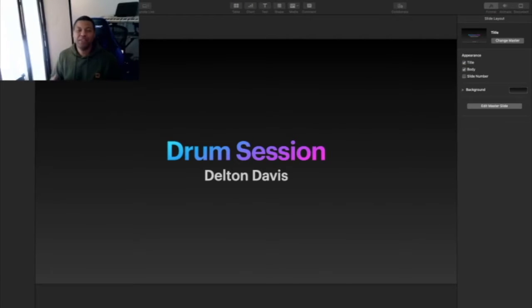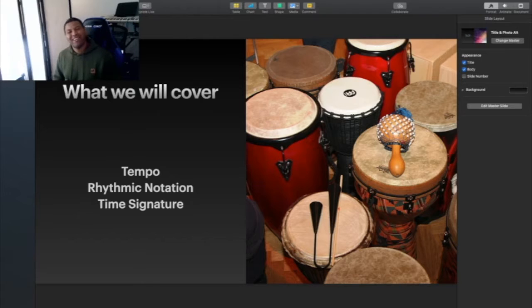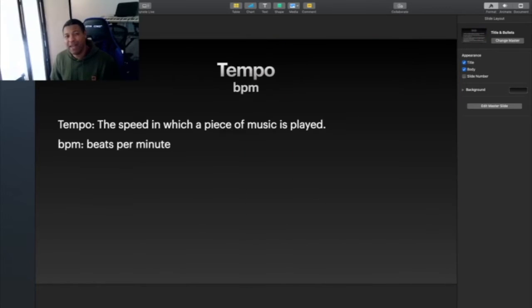Okay, in these drum sessions, we're going to be covering some fun things in regards to music and rhythmic notation. So I want to just do a brief overview right now before I get into the lesson. Here are the few things that we're going to cover. We're going to cover tempo, rhythmic notation, time signature, and a few other things in regards to music theory, just so we can get our chops up when we're playing drums. And the first thing I'm going to focus on right now is tempo.